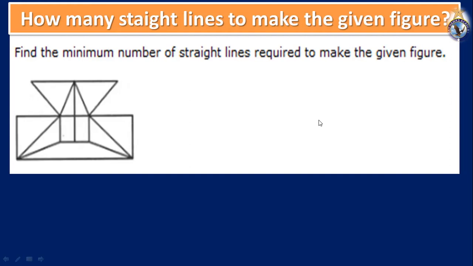Is this a 3D object? Count all the straight lines. How many straight lines are there? Please count the lines. The question is straightforward. Find the minimum number of straight lines required to make it. So what you will have to do is count your lines, just note down on the paper, then make the sum of all those countings. So you will get the answer.